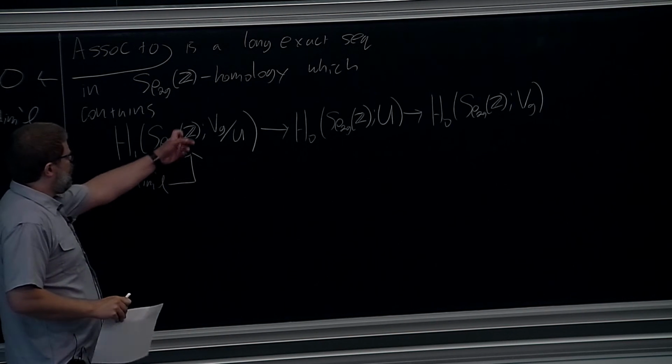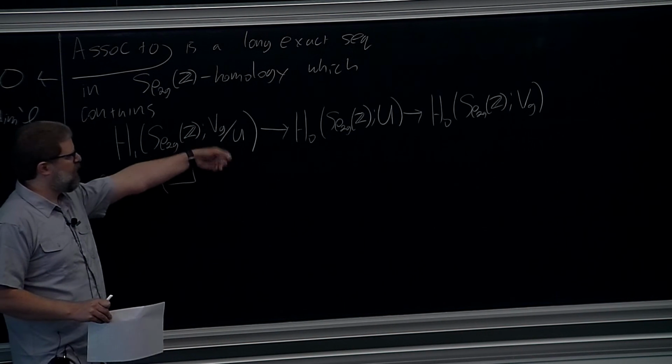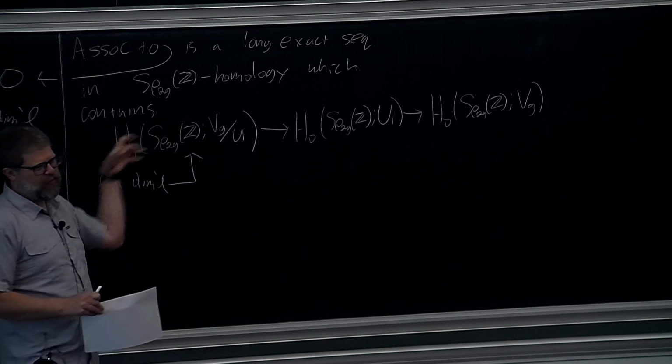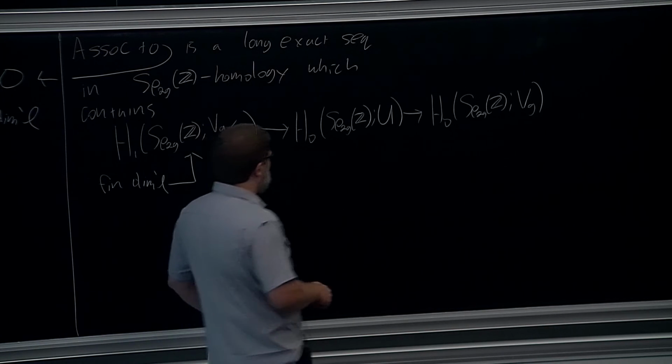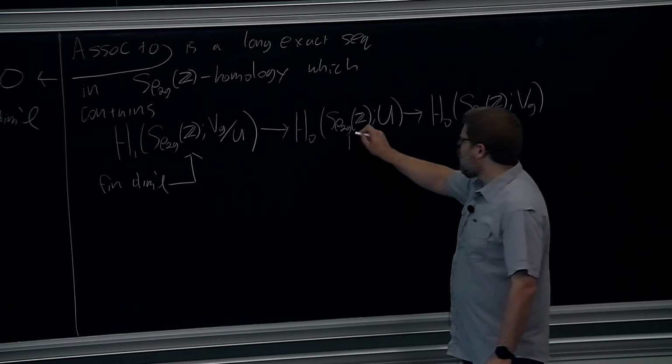Because Sp2gZ is finitely generated, and this is a finite dimensional representation, homology will be finite dimensional. This right here, well, what is H0?